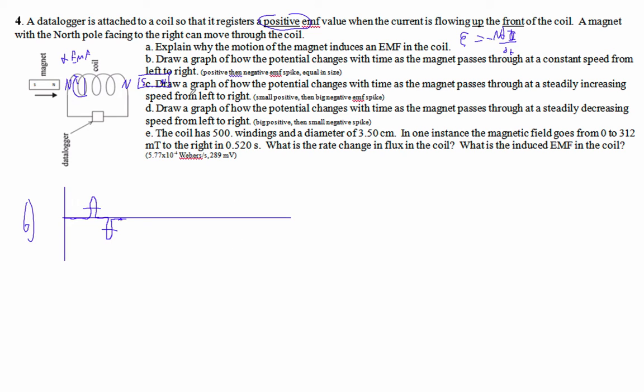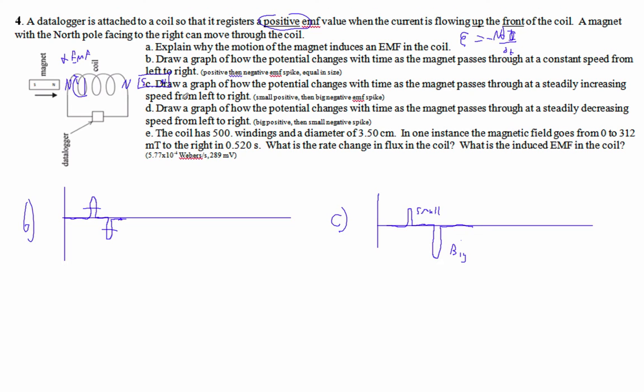All right. C, draw a graph of how the potential changes with time as the magnet passes through at a steadily increasing speed. So what we're going to have is it enters at a lower speed, so we get a small positive spike. And then sometime later, depending on the length of the coil and the length of the magnet, we'll get a bigger downward spike. Small, big.